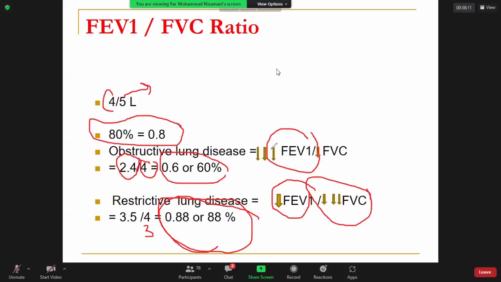I hope this is clear. Is it clear? ये बात समझ में नहीं आई मोहम्मद? बात ये है, हमने कहा ना, ऑब्स्ट्रक्टिव लंग डिजीज में क्या होता है? अब ऑब्स्ट्रक्टिव लंग डिजीज में मसला क्या होता है? FEV1 का मसला होता है ना, एक्सपायरेशन का मसला होता है। और FEV1 क्या है?